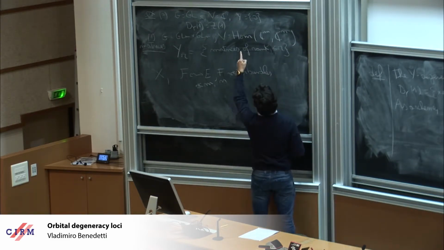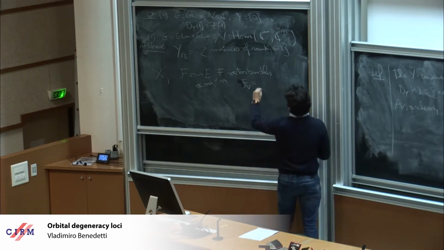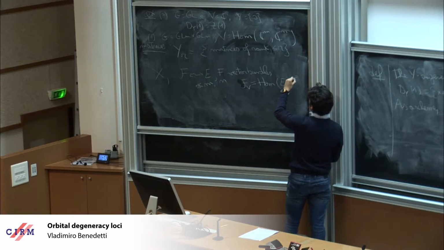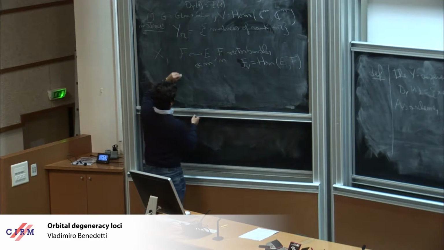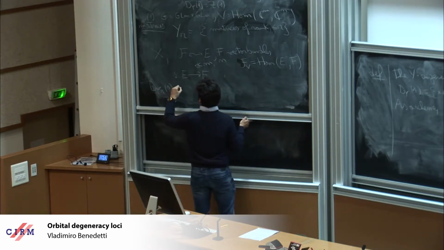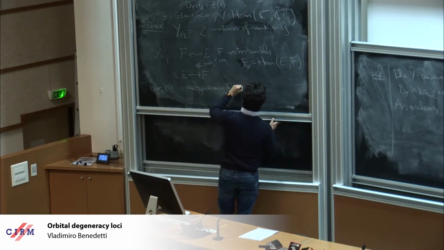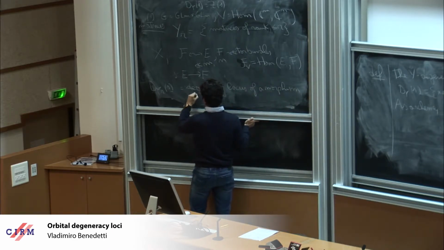Okay, but now it's easy to understand what V is. So F_V is the space of homomorphisms between E and F. Okay? And the section s is just a morphism between vector bundles. And the degeneracy locus D_{Y_r}(s) is the degeneracy locus of a morphism between vector bundles.